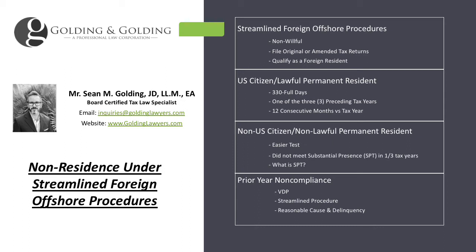So you're filing the Streamlined Foreign in early 2021, let's say, and you hadn't filed your 2020 tax return yet, the time hasn't expired. So you're amending 17, 18, and 19, or filing original 17, 18, and 19 returns. You have to show in one of those 3 years that you did qualify for being out of the country for at least 330 days.